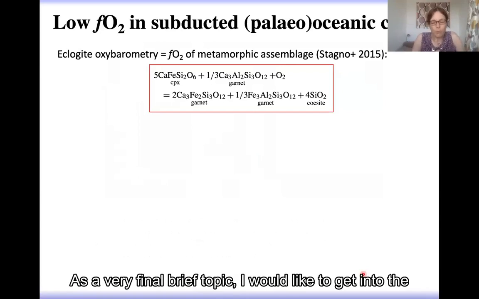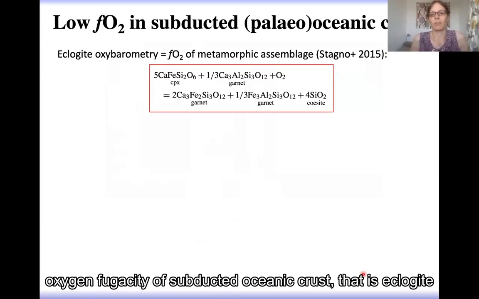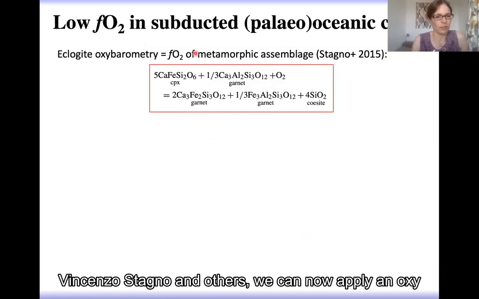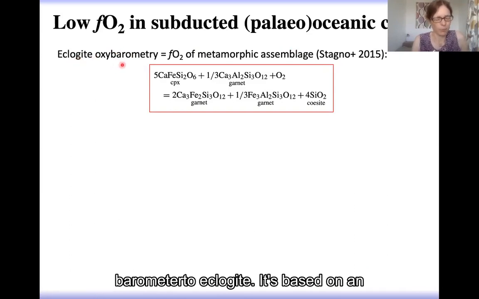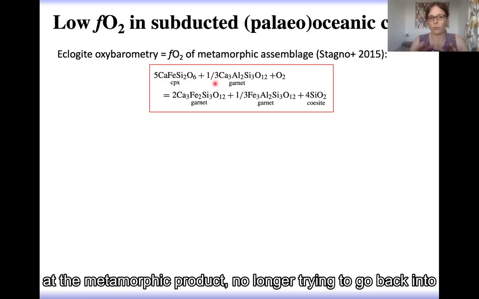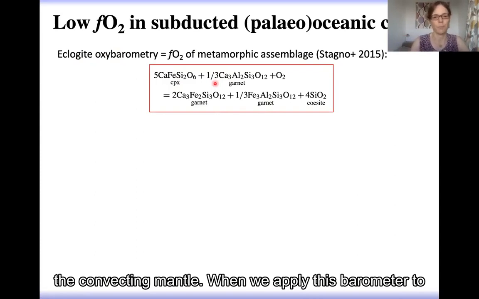As a very final brief topic, I would like to get into the oxygen fugacity of subducted oceanic crust, that is eclogite, the metamorphic product. And for a few years now, thanks to Vincenzo Stagno and others, we can now apply an oxybarometer to eclogite. It's based on an equilibrium between eclogitic minerals. So we are now looking at the metamorphic product, no longer trying to go back into the convecting mantle.